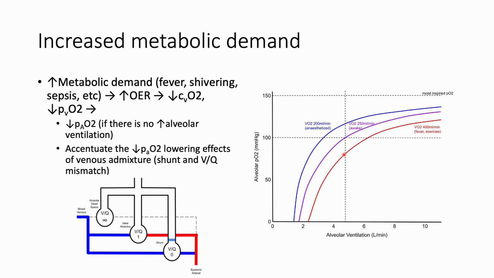As a secondary mechanism, the reduction in mixed venous PO2 will also accentuate the effects of any venous admixture that's present. And again, this contributes to a secondary mechanism of hypoxemia.